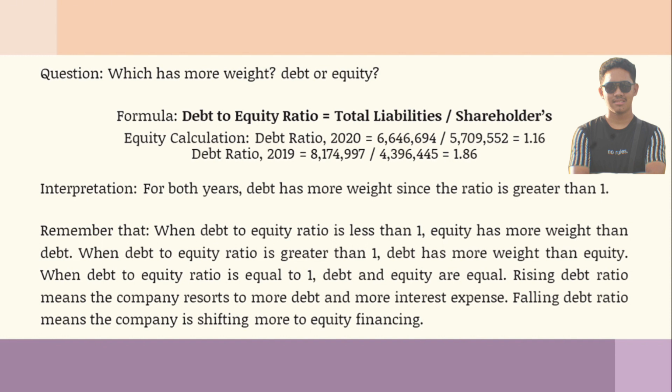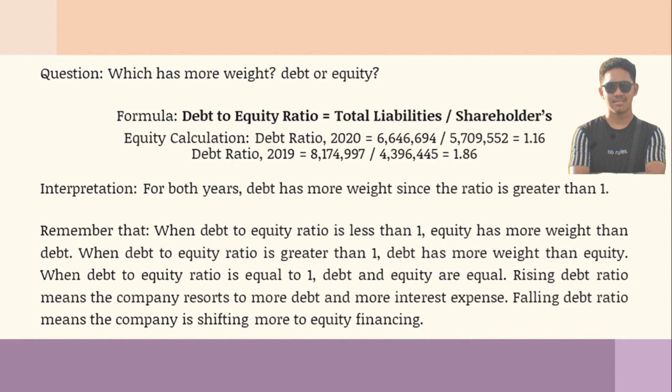And the debt ratio in 2019 is 8,174,997 divided by 4,396,445, which equals 1.86. So that would mean that for both years, debt has more weight since the ratio is greater than 1.